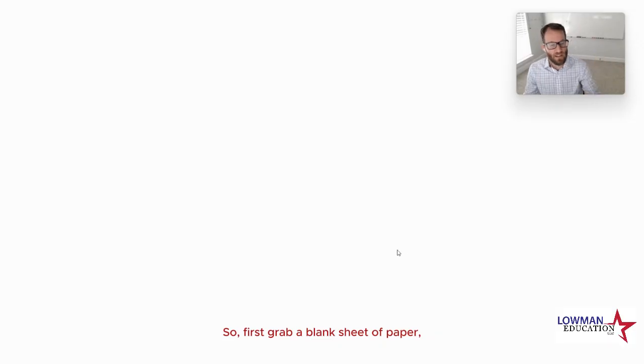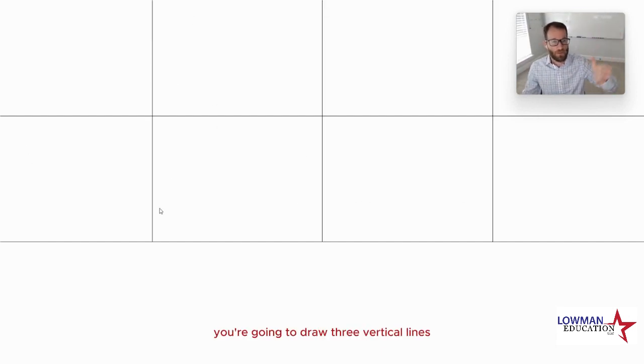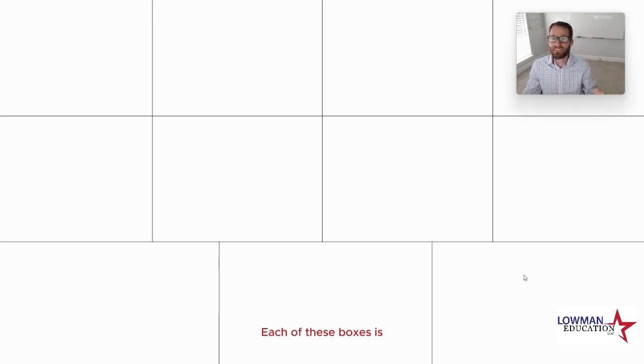So first, grab a blank sheet of paper, draw two horizontal lines, and then within the first two rows, you're going to draw three vertical lines to create 8 boxes. And then on this bottom row, you're going to draw 2 lines to make 3 boxes. And each of these boxes is going to represent a unit of study this year.